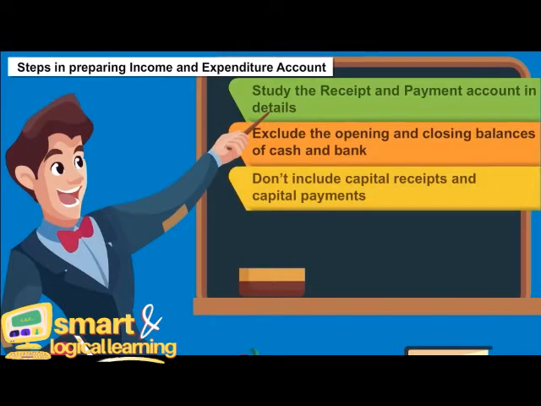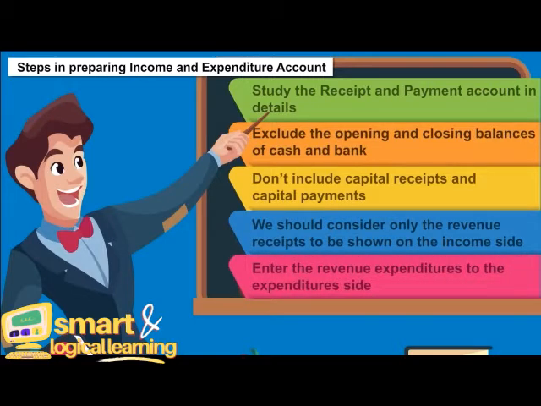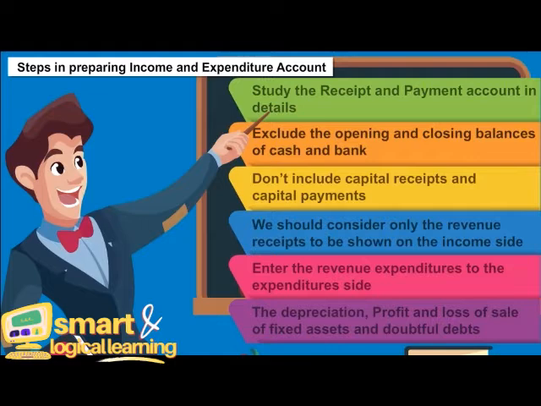Don't include capital receipts and capital payments, as these things will be reflected in the balance sheet. We should consider only the revenue receipts to be shown on the income side of the income and expenditure account. Enter the revenue expenditures on the expenditure side of the income and expenditure account. The depreciation, profit and loss on sale of fixed assets, and doubtful debts are also considered in income and expenditure account.